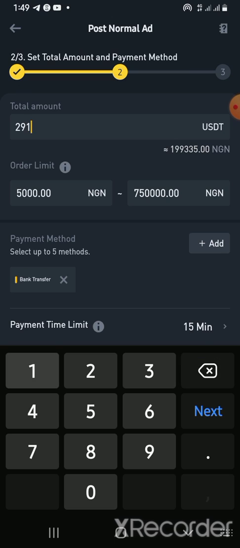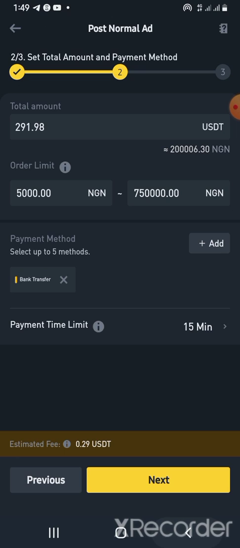If I say 291.97, or 877, okay, 28. So you can see 200,000. So I'm using 200,006 naira to do this transaction. So I will set it this way.